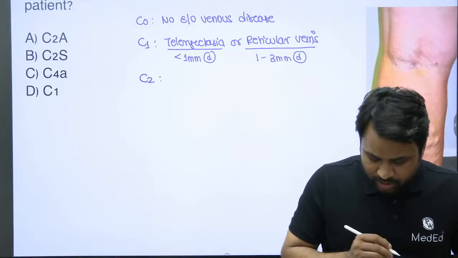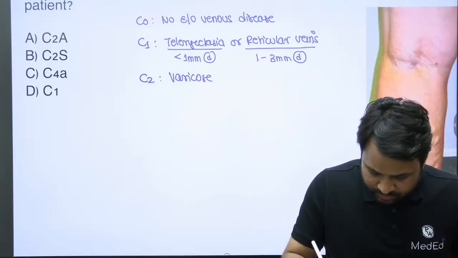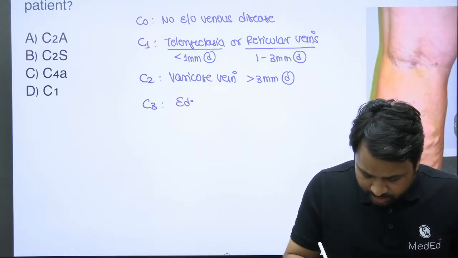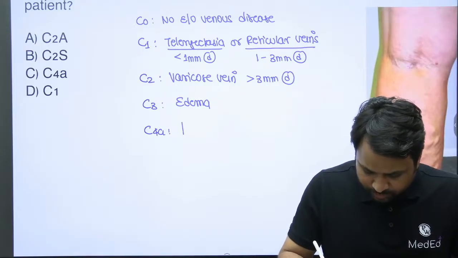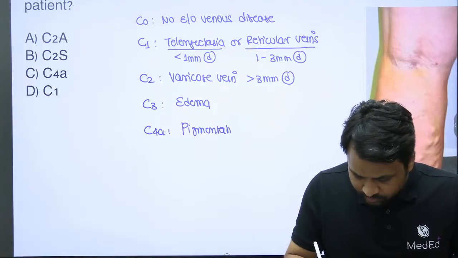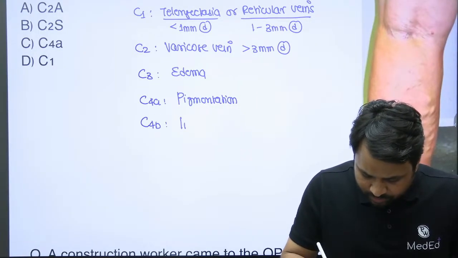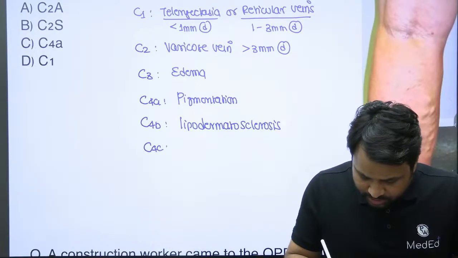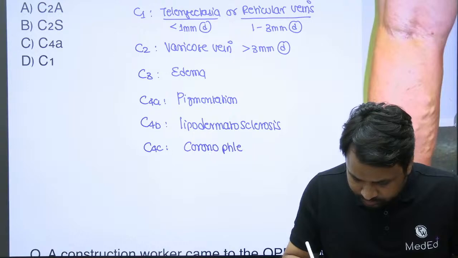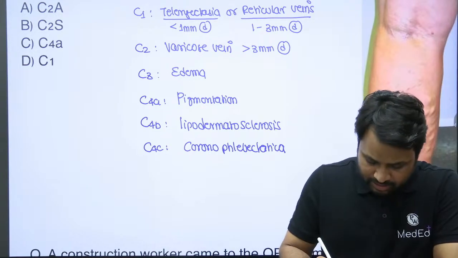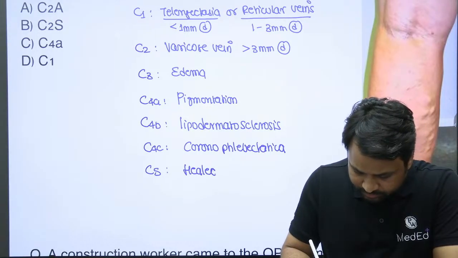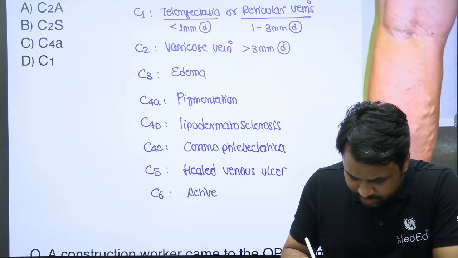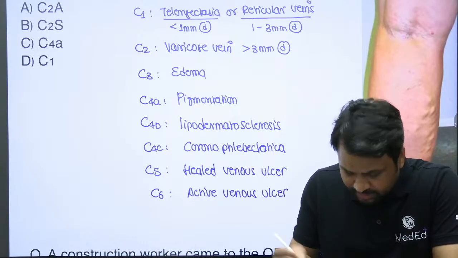If it becomes greater than that, it will be called C2. C2 is nothing but your varicose vein, if it is more than 3 millimeters in diameter. C3, there will be presence of edema around the ankle. C4a, there will be presence of pigmentation. C4b will be lipodermatosclerosis. C4c is your corona phlebectatica. C5 is your healed venous ulcer. C6 is going to be your active venous ulcer.